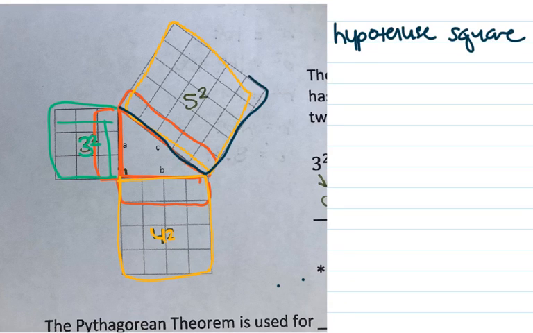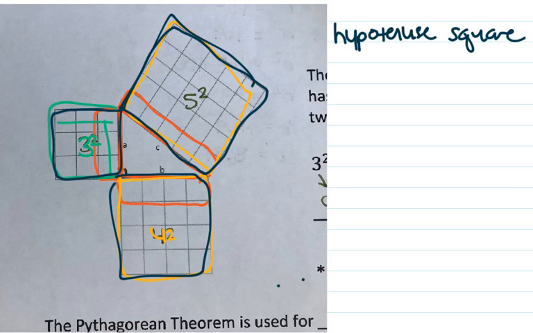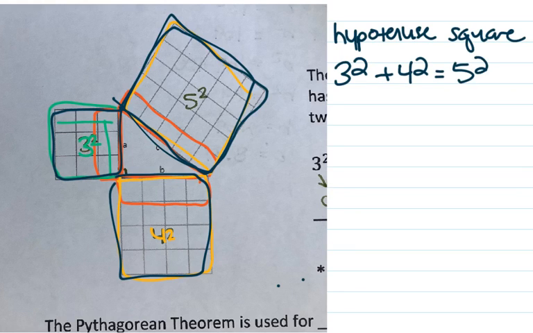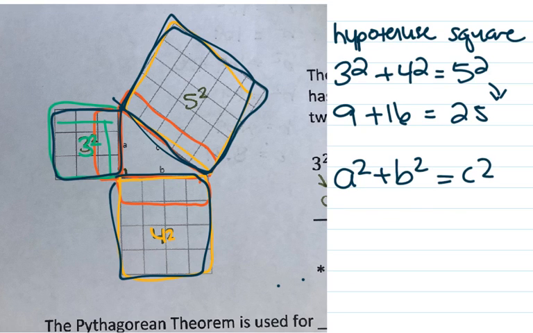C is the hypotenuse. The hypotenuse square has the same area as the sum of the other 2 squares. So we add the area of square A and the area of square B, and that equals the area of square C. For example, 3 squared plus 4 squared equals 5 squared. Let's just check. 3 squared is 9, 4 squared is 16, 9 plus 16 is 25, and yes, 25 is 5 squared. So, the Pythagorean theorem in general is A squared plus B squared equals C squared.